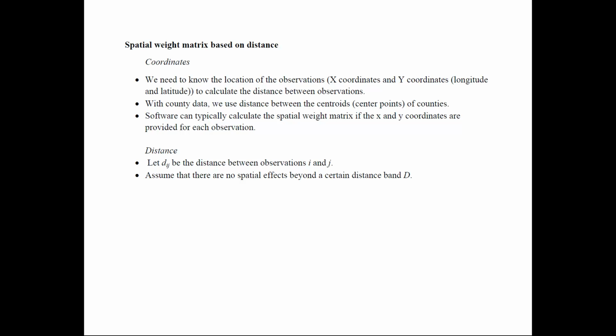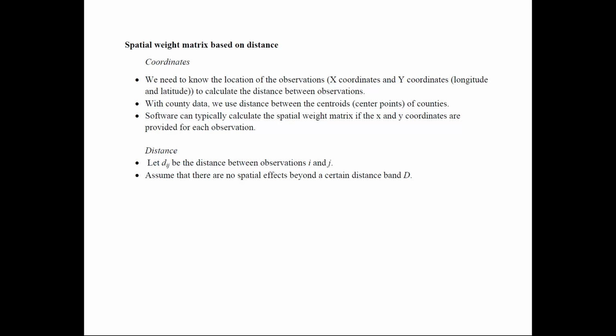One thing that is typically done here is that with county level data, we can use the distance between the centroids, or the center points, of the counties. Imagine a county is like a blob, and you have a point in the middle, and we calculate distances from this centroid to the centroids of other counties. If two counties are close to each other, their distance would be a lot smaller than two counties on opposite sides of the state. Different software packages can typically calculate these spatial weight matrices if the x and y coordinates are provided for each observation.